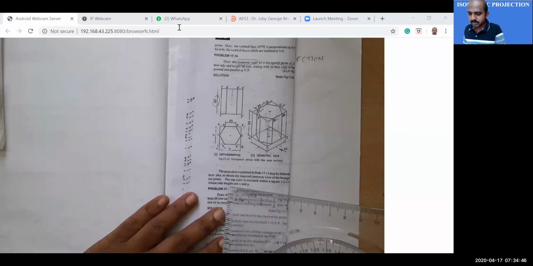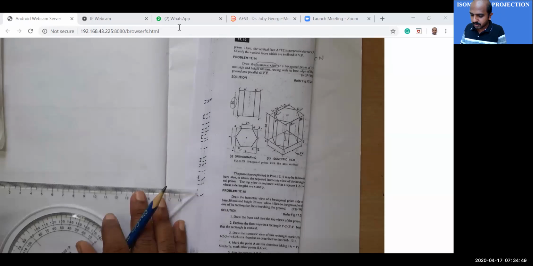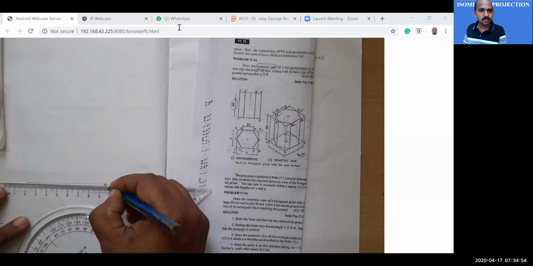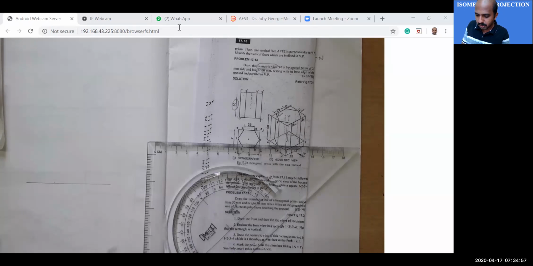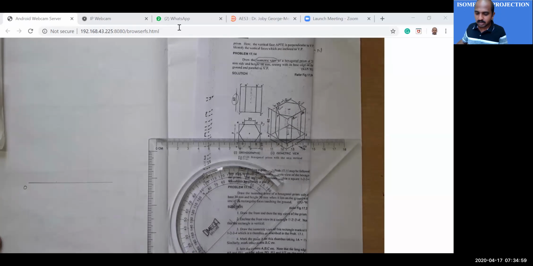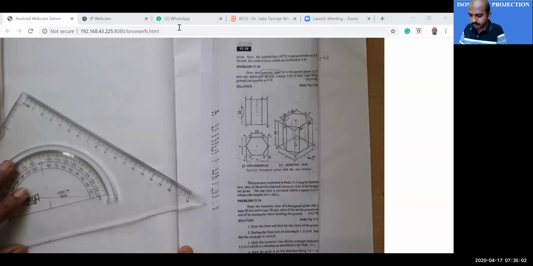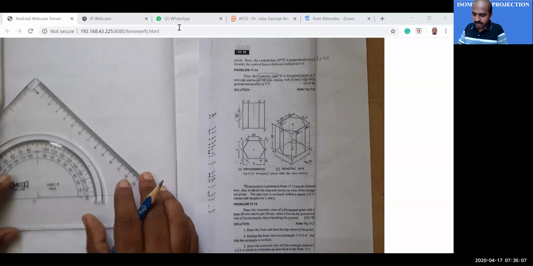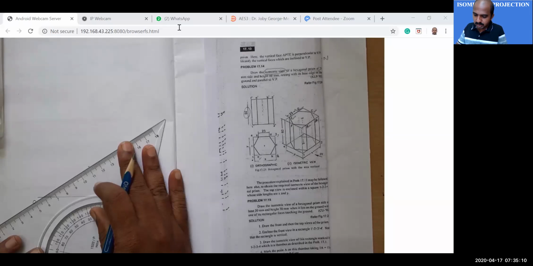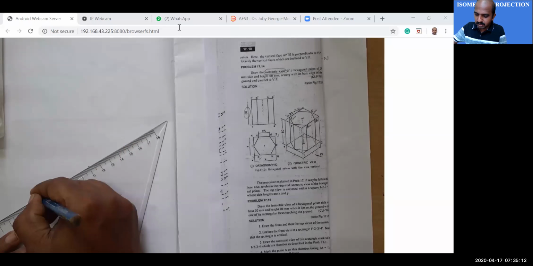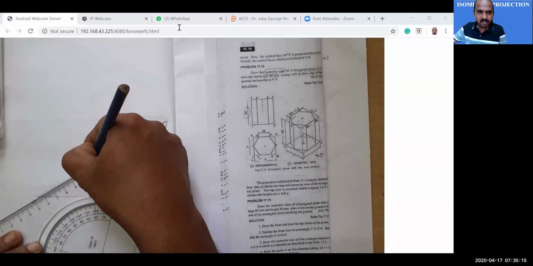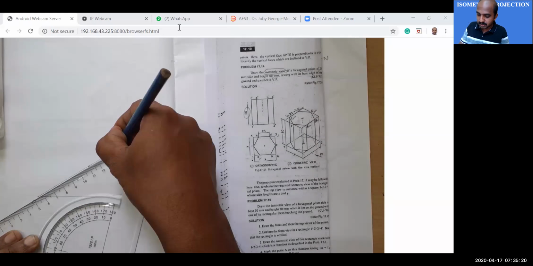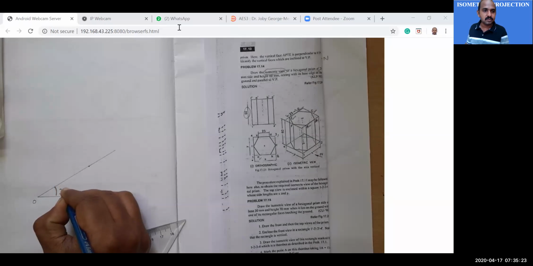First you draw a horizontal line of any length. Let it be O, the starting point. Then from O, you draw a 30-degree line. When you are solving a question on isometric projection, you need to show the isometric scale. That is very important.